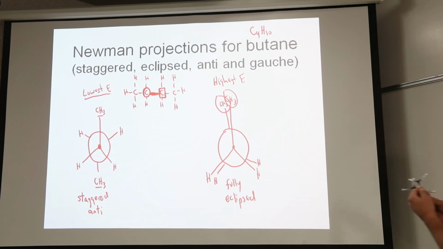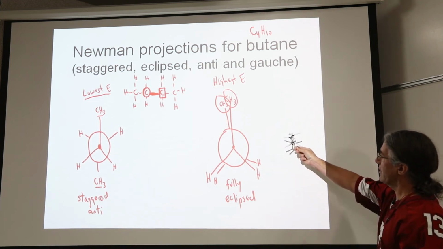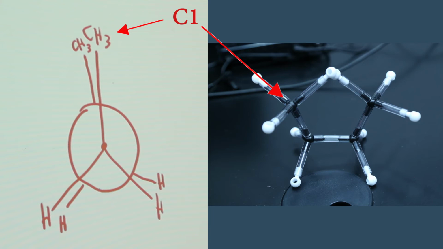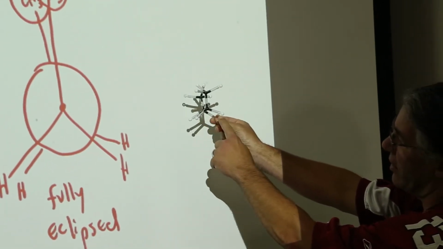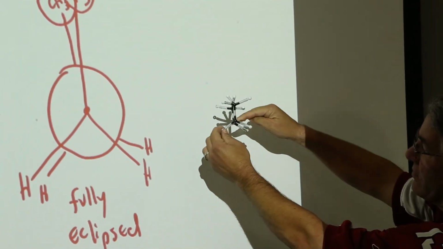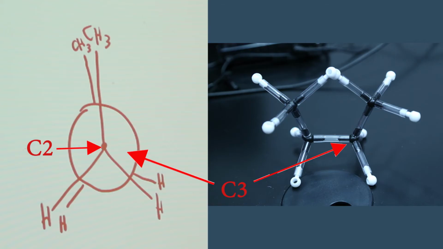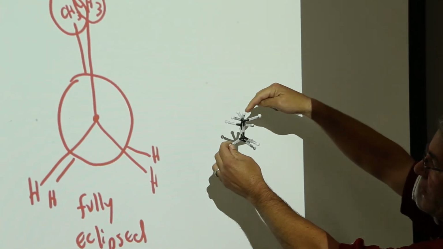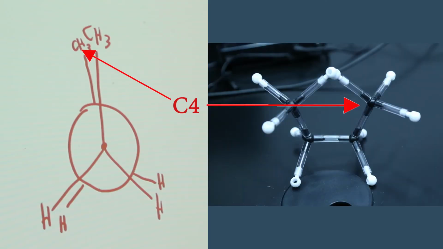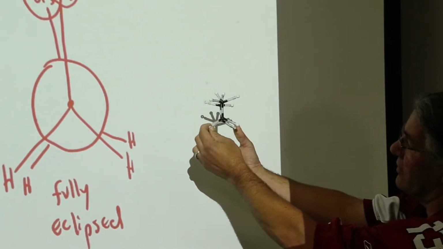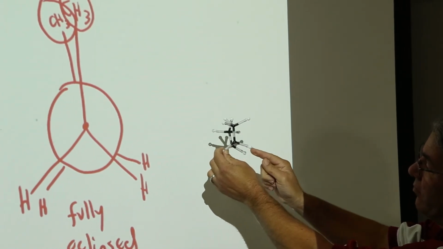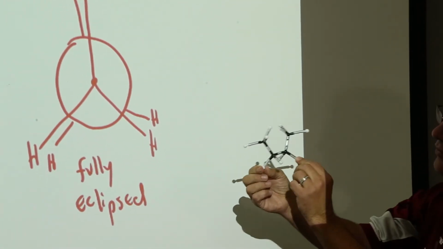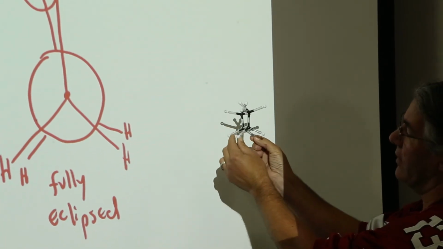Again, I'll bring the model up here and hold it next to the representational drawing, where you can see here's carbon 2. Carbon 1 is pointed straight up. The 2 hydrogens on carbon 2 are down and towards us. Carbon 3 is directly behind carbon 2. Carbon 4 is pointed straight up, which is why it lines up with carbon 1. Then the 2 hydrogens on carbon 3 are pointed away from us and down, but lined up with the 2 hydrogens on carbon 2.